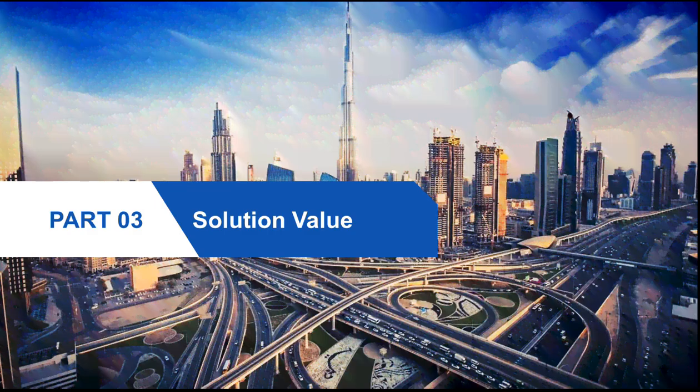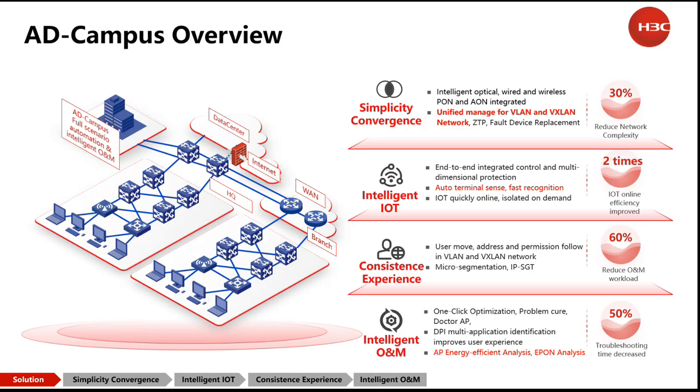Okay, so the solution value. So AD Campus overview. If we look at 4 main aspects of AD Campus that can really add value to the solution, we look at the simplicity of convergence. So when we talk about converged, we talk about everything on your campus in one single place, one single view, one single pane, one single place to manage your entire network. So be it the wired or wireless, be it PON, GPON, or even H3C's new active optical networking, you can manage an entire campus from one single pane.